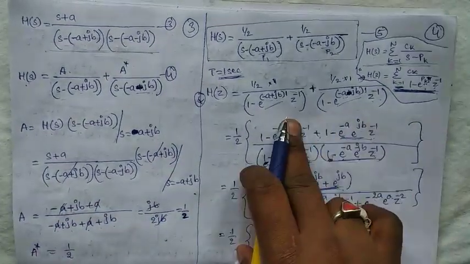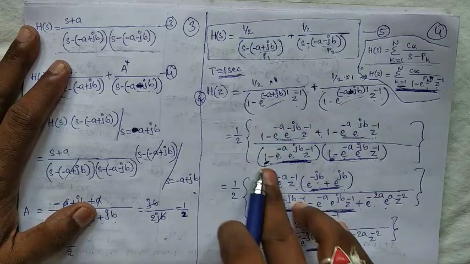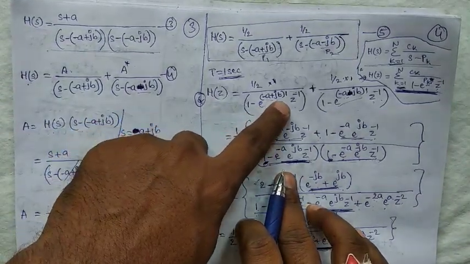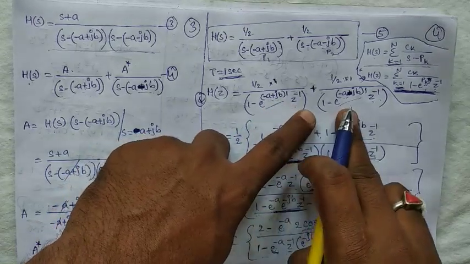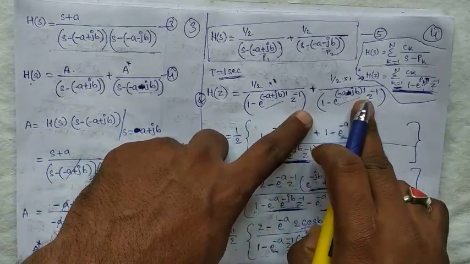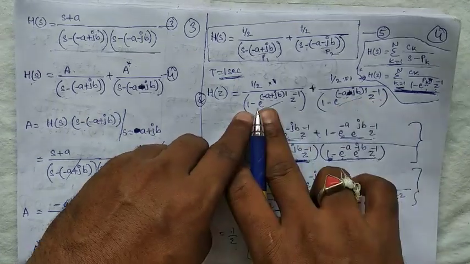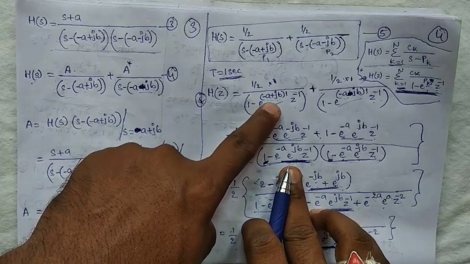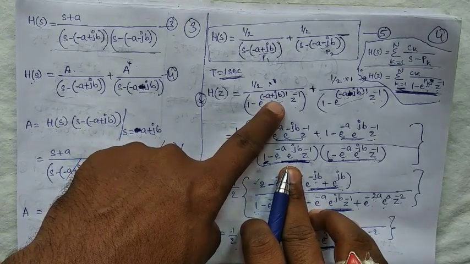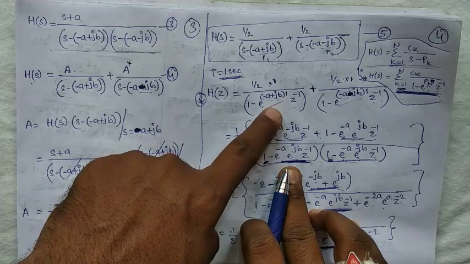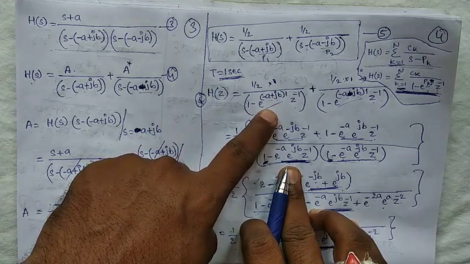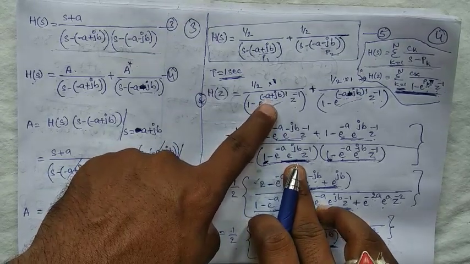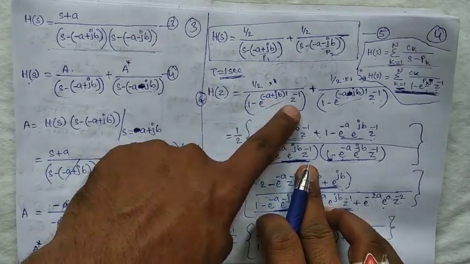Next we are performing LCM. Here it is LCM. What is the LCM? (1 minus e power minus a plus jb z power minus 1) into (1 minus e power minus a minus jb z power minus 1). Here this can be written as 1 minus e power minus a, where e power a plus b form is e power a into e power b form, which is equal to e power a into e power b. Here it means e power minus a into e power jb z power minus 1.